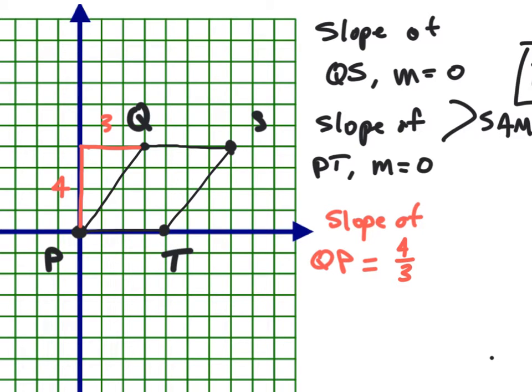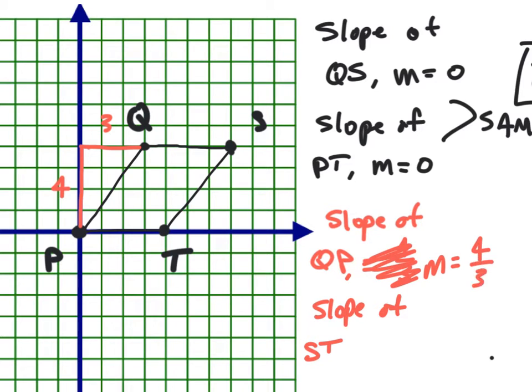And then I'm going to do the same thing with ST. I'm going to do the slope of ST, okay? And actually, I'm going to kind of erase this. I'm going to put the slope M is equal to 4/3. Okay, slope of ST, M, what is that?